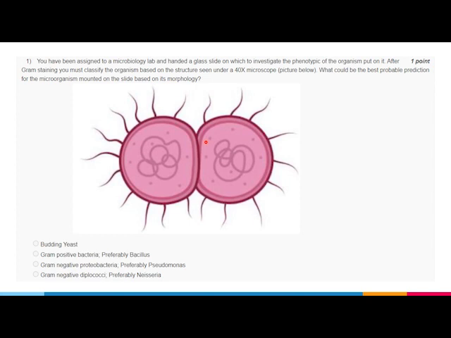This is what you see under the 40x microscope, and you are being asked to identify what exactly the organism is. You have four options, and since this is a single-choice question, only one option is correct. The options are budding yeast, gram-positive bacteria, preferably bacillus, gram-negative proteobacteria, preferably pseudomonas, and gram-negative diplococci, preferably neisseria. I would like everyone to try and answer this. Just put in the chat which option you think is correct, and then we'll go along from there. What do you think the organism should be, depending on the picture given?